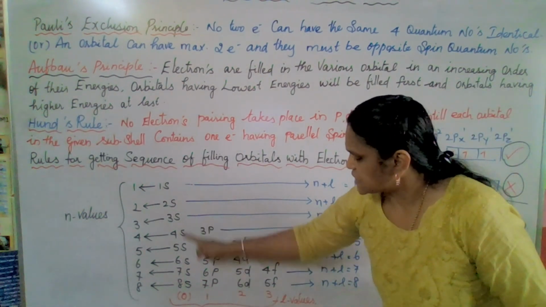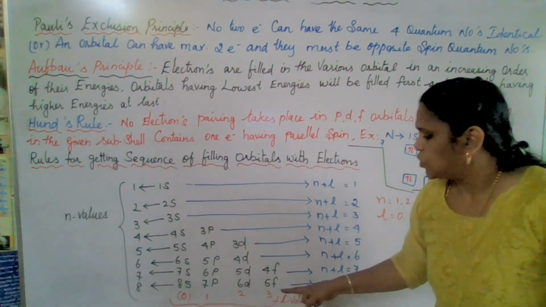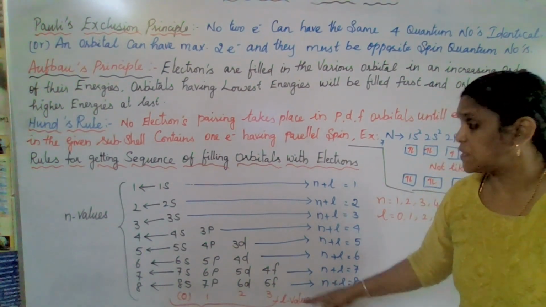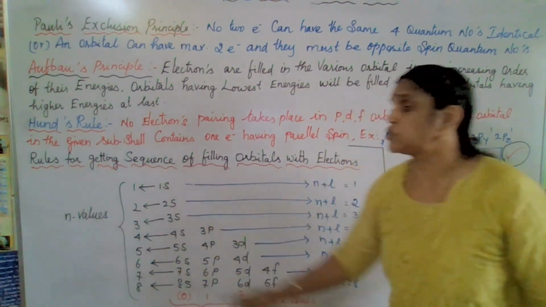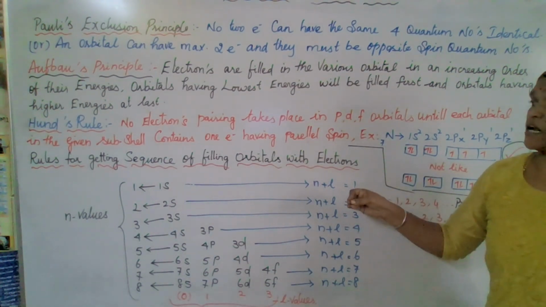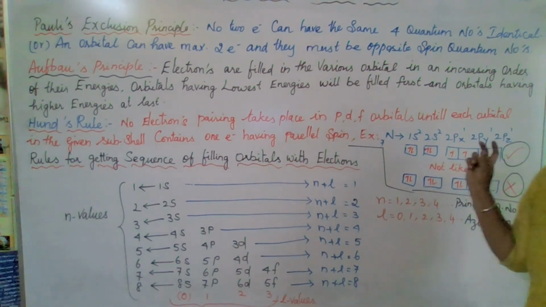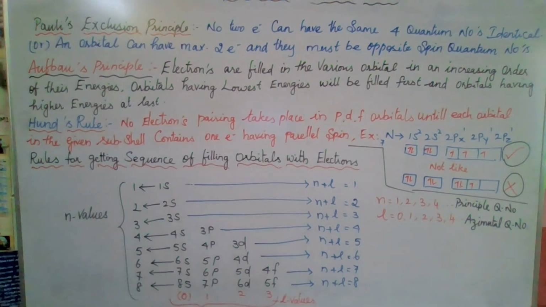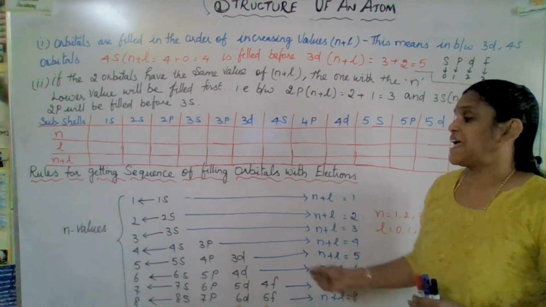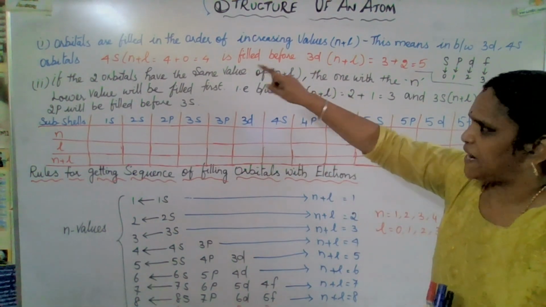Now, s orbital belongs to 0, p orbital belongs to 1, d orbital belongs to 2 and f orbital belongs to 3 of the L values. But 1, 2, 3, 4, 5 belong to the n values. I hope you got a clear idea. Some more important points related to the rules for filling, the sequence of orbitals. Let us find out. As I mentioned, along with n values and L values, I think you got a little confusion. Yes, let us go very clearly.